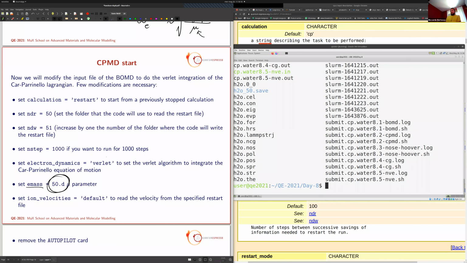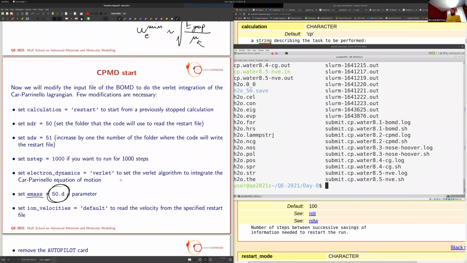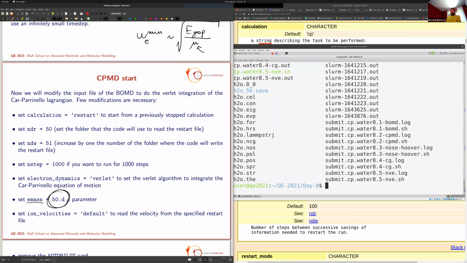Then there is another thing on the other side. Since you are integrating the electronic degrees of freedom with the Verlet algorithm, and you want a long enough simulation, for example 1 picosecond, the lower the mass that you choose, the faster will be the oscillation of the electronic degrees of freedom, because they are lighter. If you have a lighter object, it will run faster.